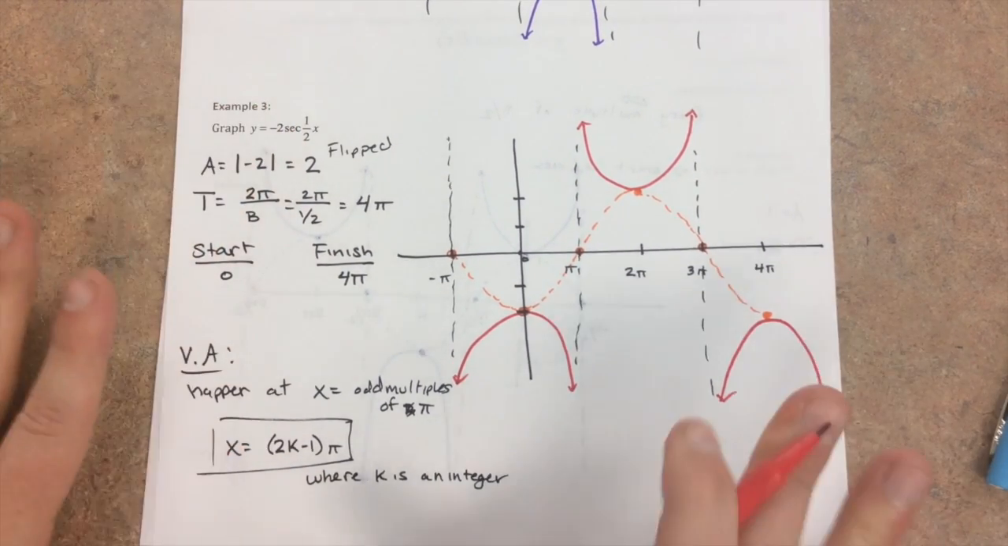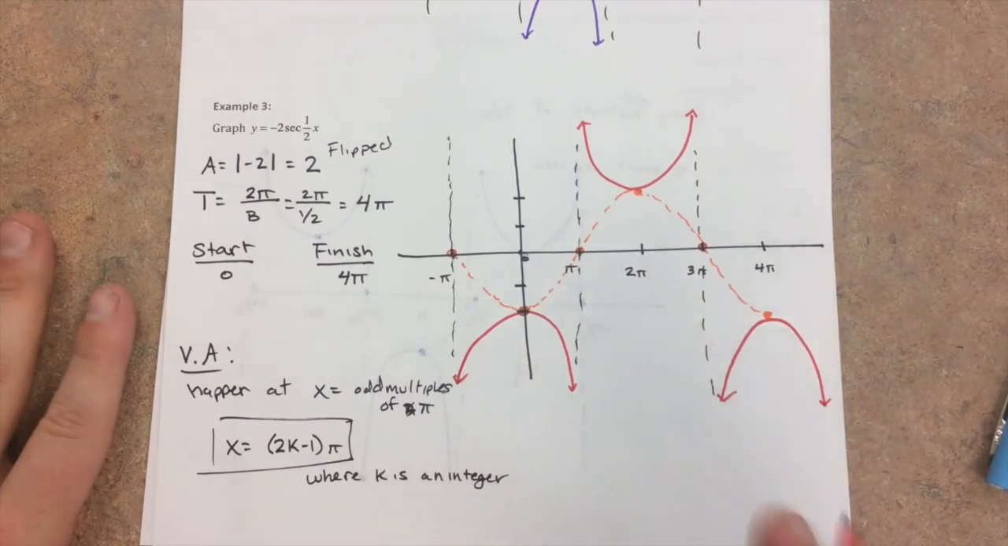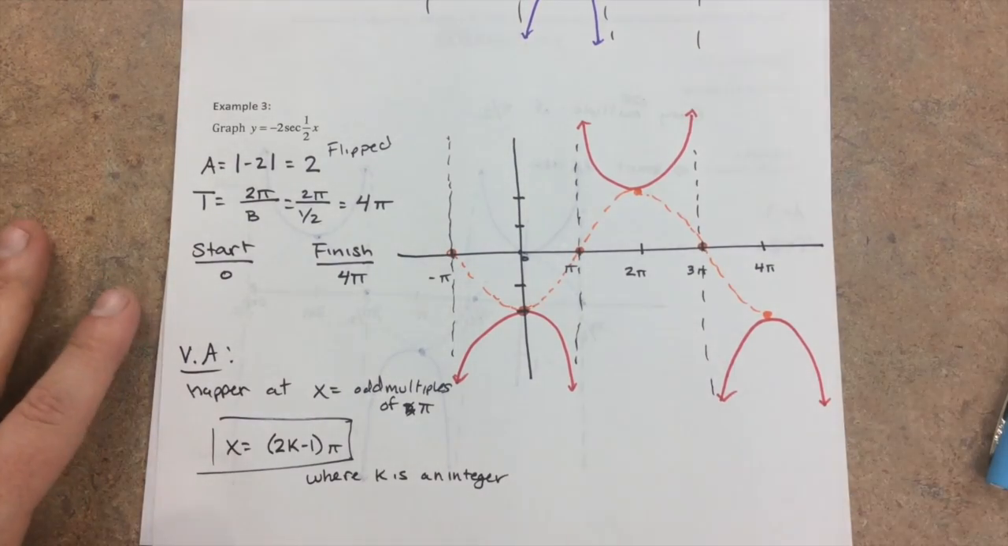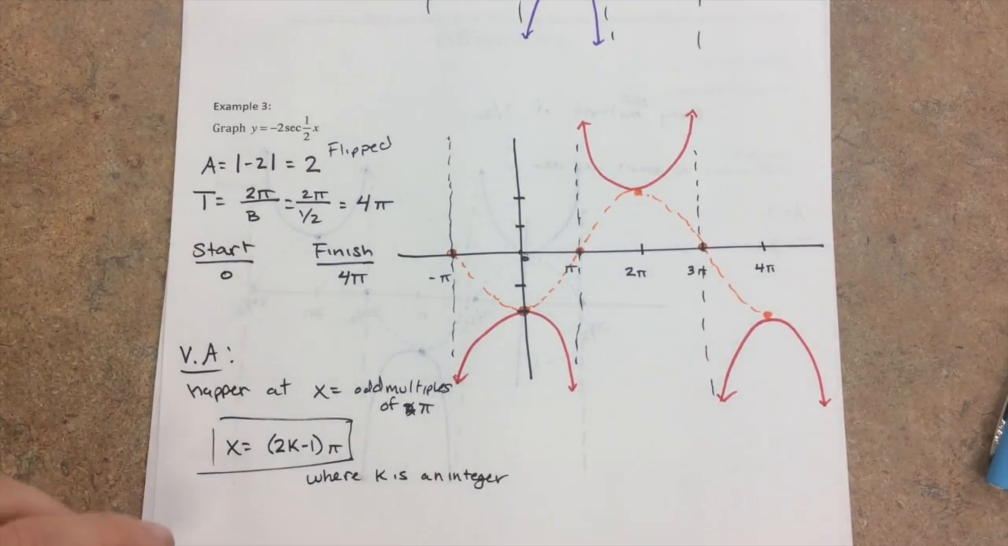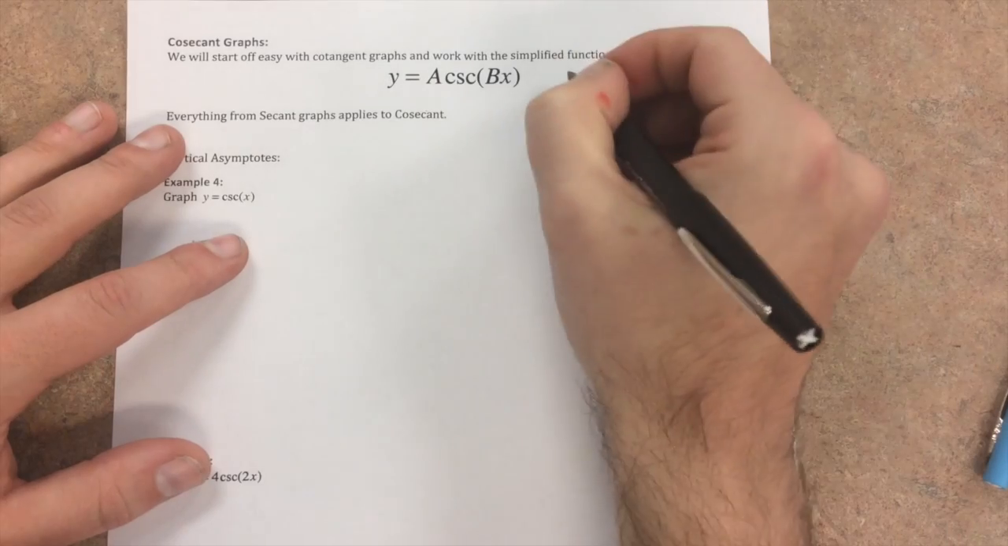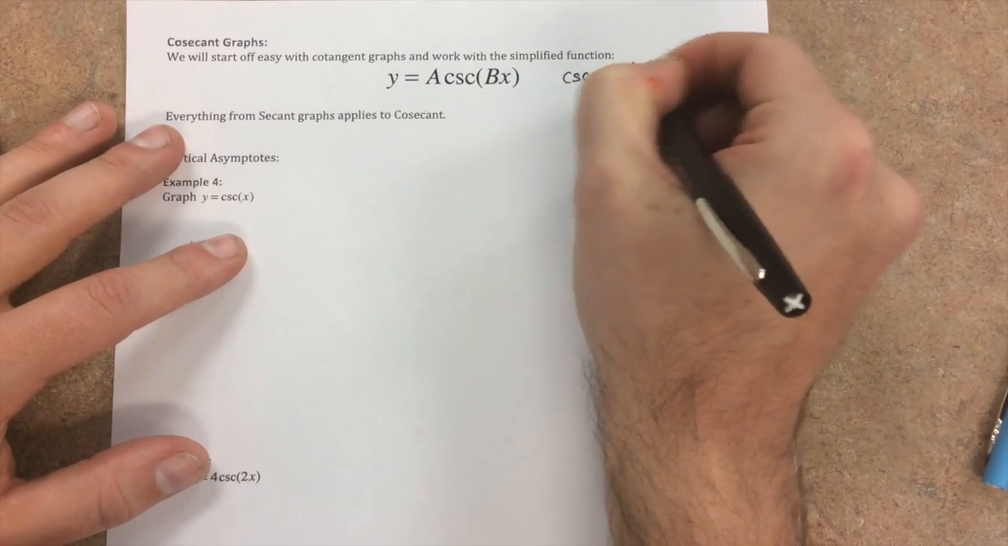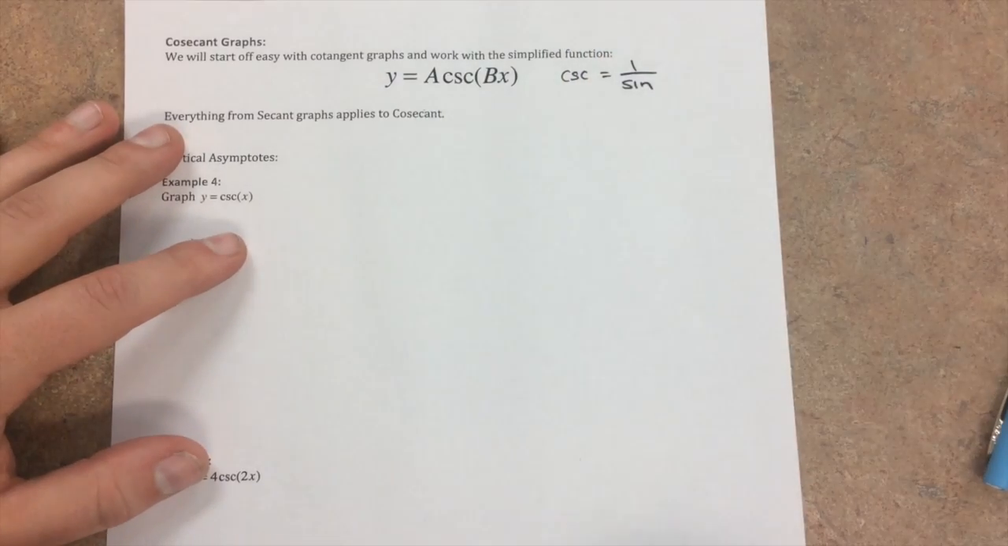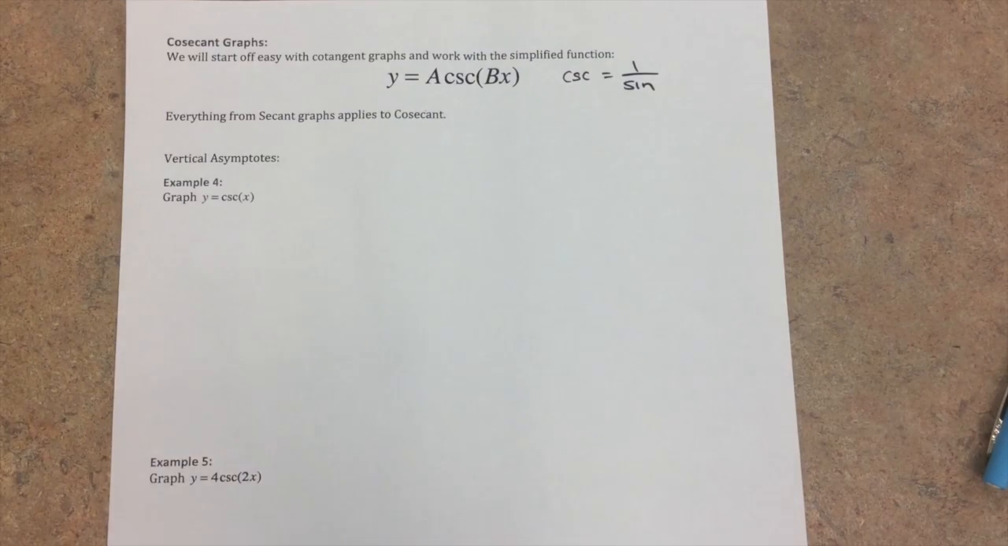All right, so this is secant. If we flip it over, we're going to talk about cosecant, and you'll notice that it's very, very similar. Just like with secant, cosecant is the reciprocal of sine. So cosecant is equal to 1 over the sine value. Everything that we were doing for secant graphs applies to cosecant.